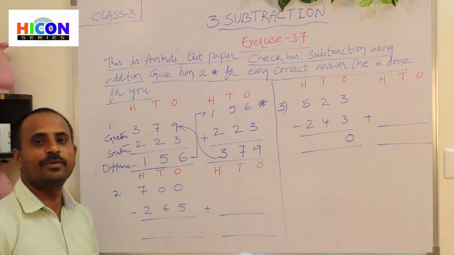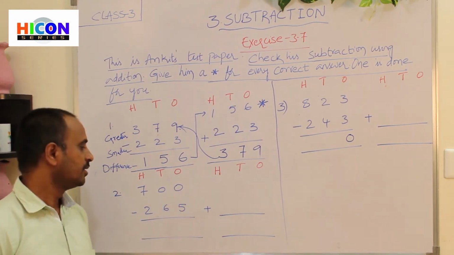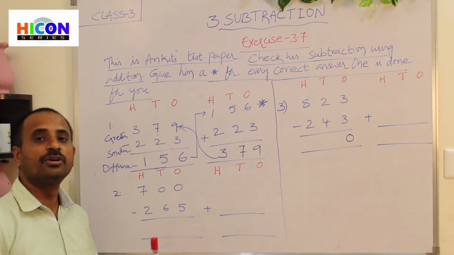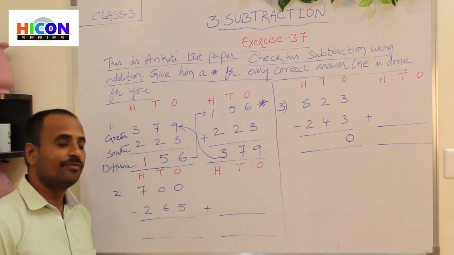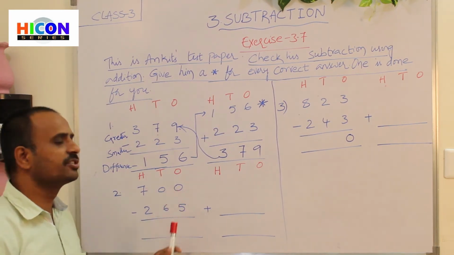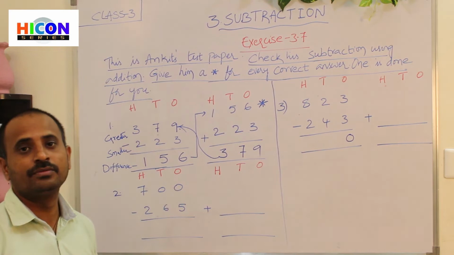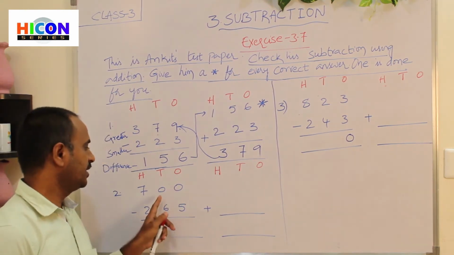So 0 and 5 are present in ones place. We cannot subtract 5 from 0 because 5 is a greater number, 0 is a smaller number. We cannot subtract greater number from the smaller number. So here subtraction is not possible. Then what we have to do? Subtraction is not possible. Then we have to get borrow from its next place.